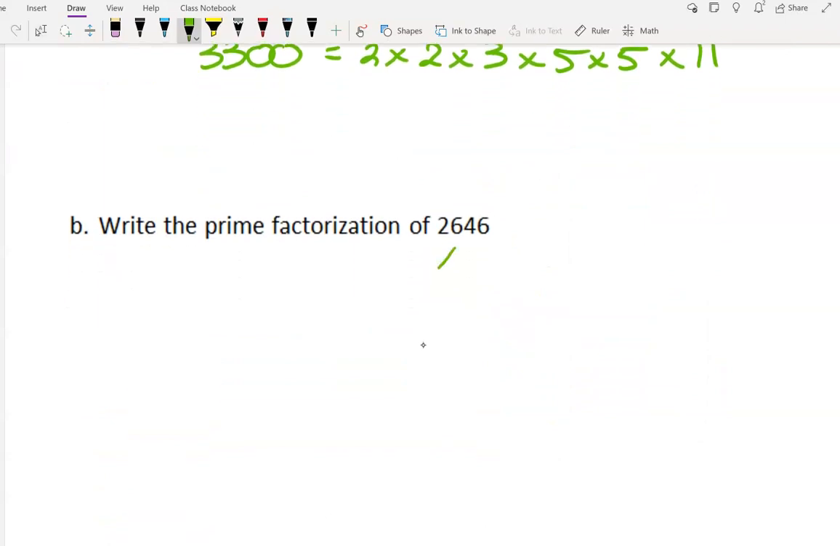I'll give you a couple minutes to try this one. See if you can factor that into prime numbers. Now, I'll give you a quick hint. That's a lot harder than 3,300 to pick the first factor. So my advice is, since you see that it's an even number, just start with 2. I know 2 goes into there. How many times?